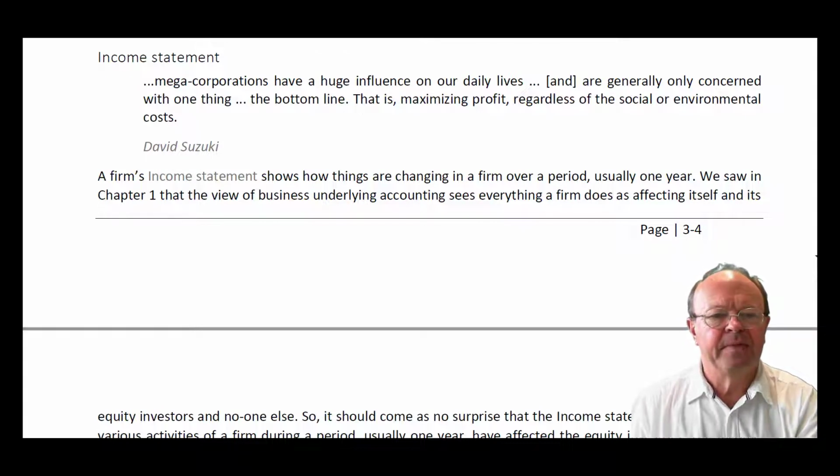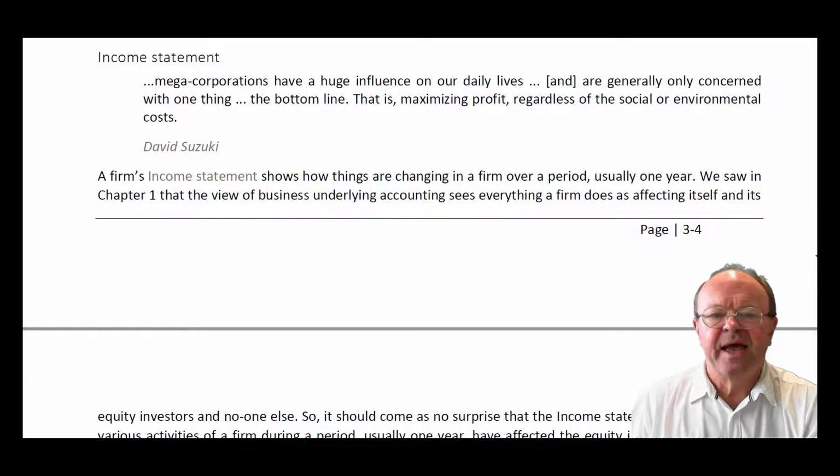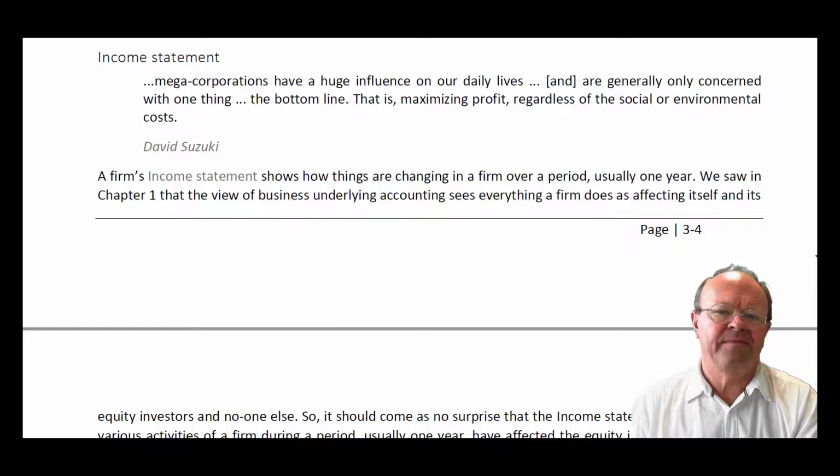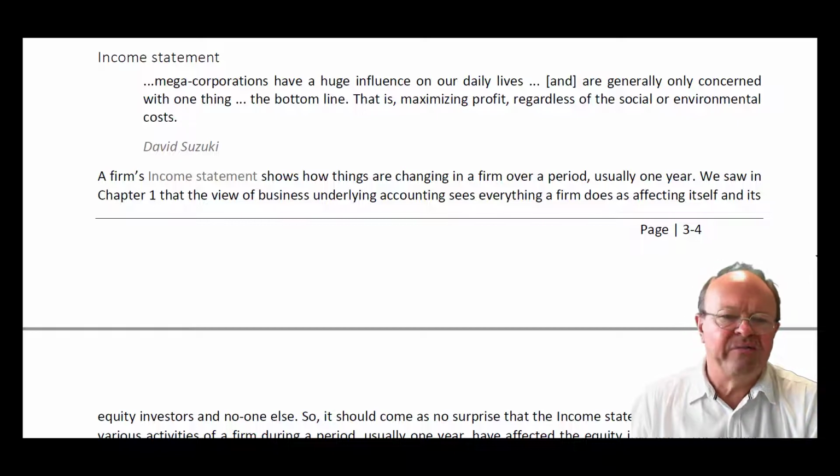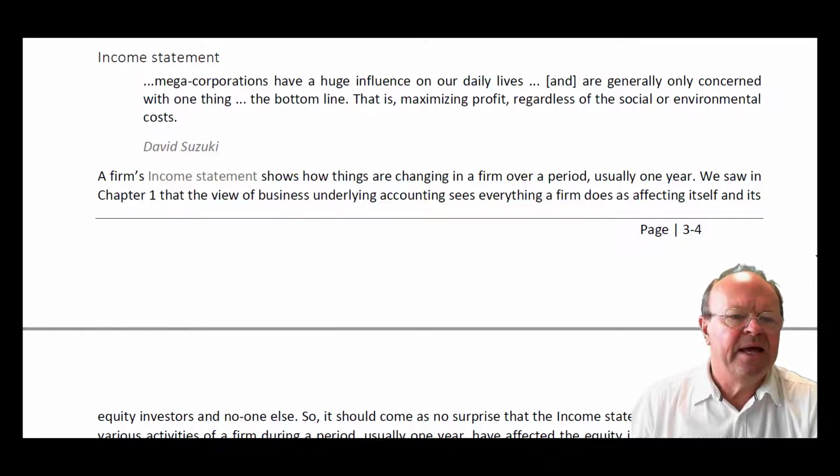Income statement. Mega corporations have a huge influence on our daily lives and are generally only concerned with one thing: the bottom line. That is, maximising profit, regardless of the social or environmental costs. David Suzuki.